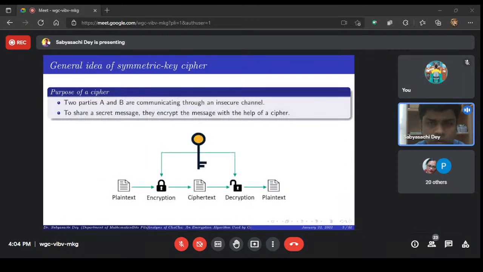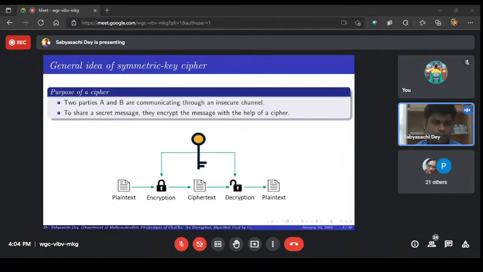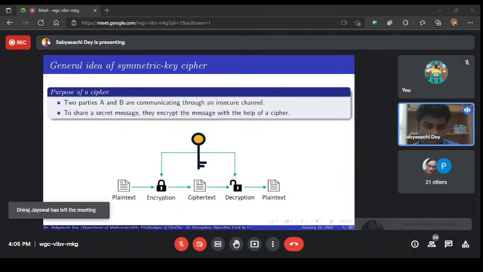I will first start with the general idea of a symmetric key cipher. Suppose there are two persons. I call them A and B. They are communicating through some insecure channel. Insecure channel means whatever message they are sending each other can be intercepted by a third person. Now in this situation, as I have already mentioned, we use ciphers. These ciphers encrypt the message to a form so that any third person cannot get the actual message. In this picture, you can see something called a plain text, which is the actual message. Now using some key and some algorithm, we encrypt it. The lock sign shows the encryption, and after that what we achieve is the cipher text.